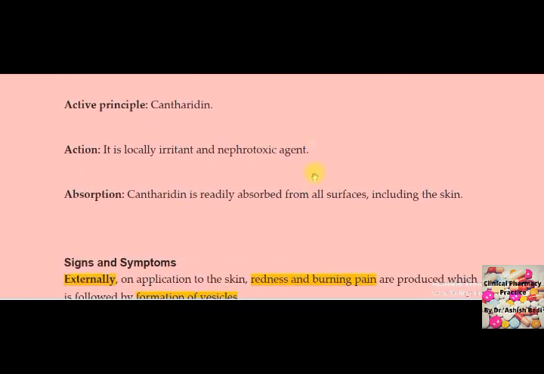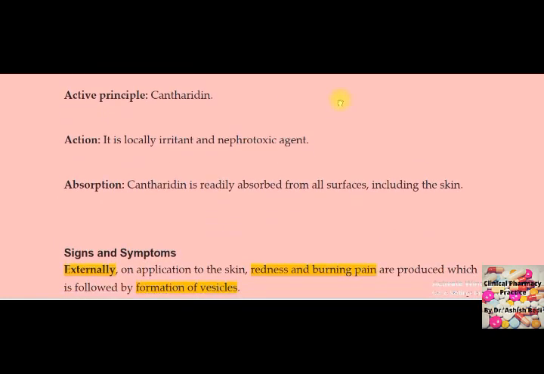Now we will progress further. The active principle here is cantharidin. This is the main compound which is used as an aphrodisiac, as well as in hair oils and all those things.